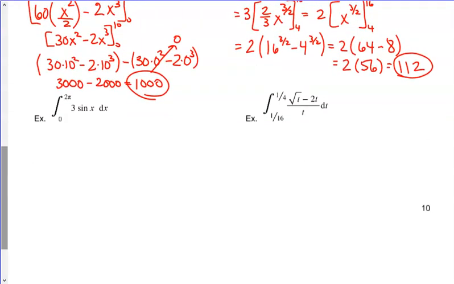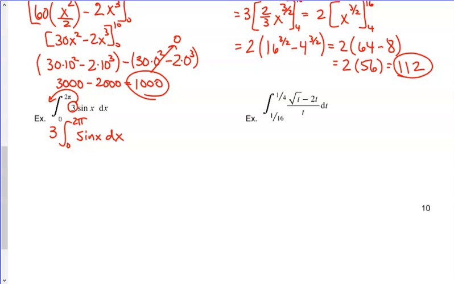All right, let's do a trig one. First, I'm looking at this trig function. I'm going to, again, choose to bring the 3 out front and integrate from 0 to 2 pi of sine of x dx. Now, you have to remind yourselves of what those trig integrals are. So if you need to go back to section 4.9 and look at those, please do so.